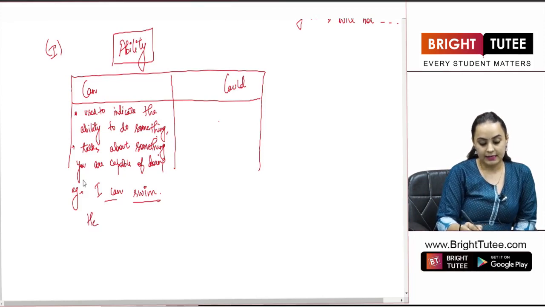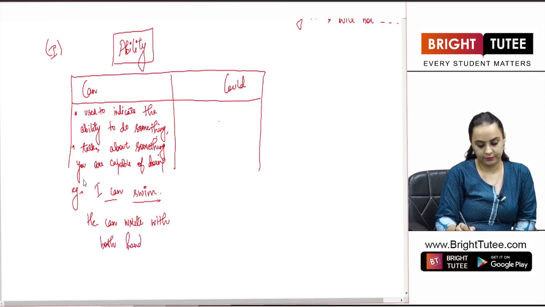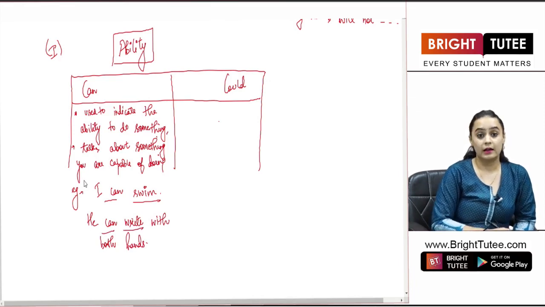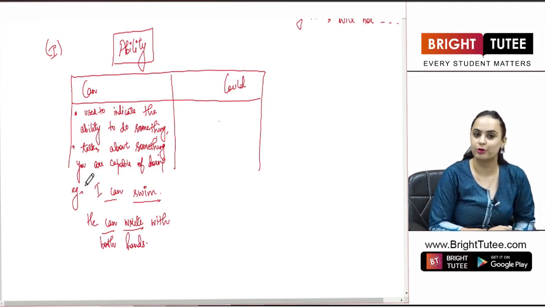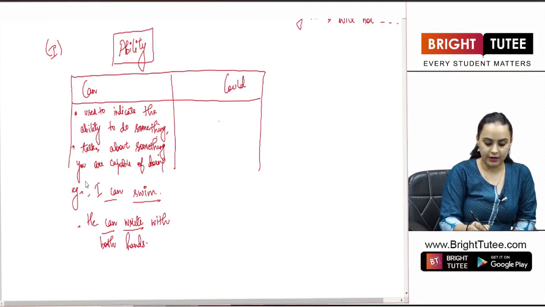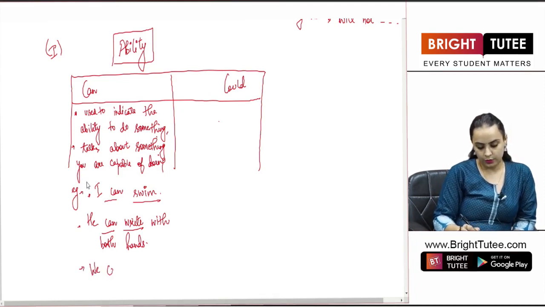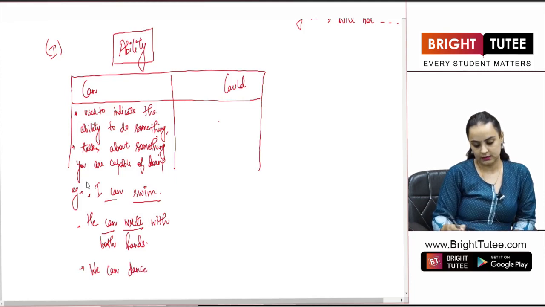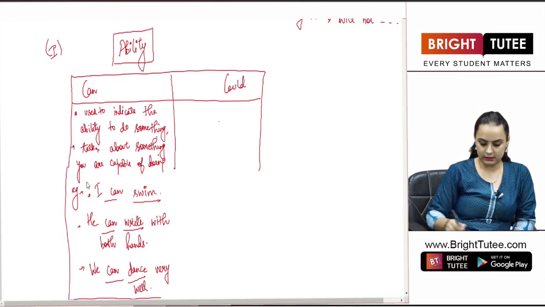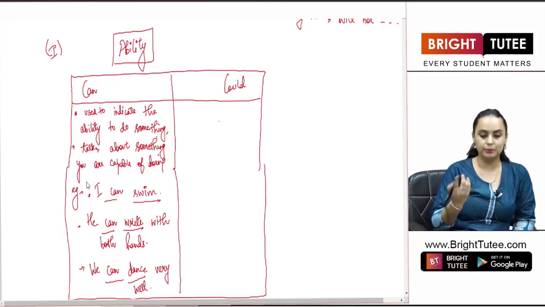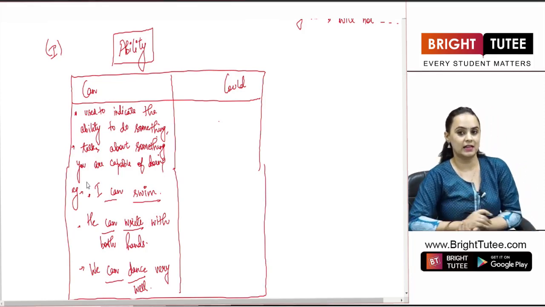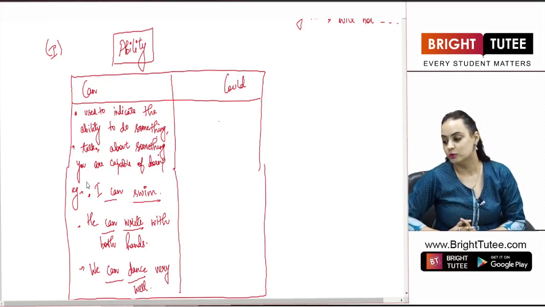If I say he can write with both hands. Again, this is somebody's brilliant ability. If somebody can write with both the hands, then this expresses their ability to do something. If I give you another example, we can dance very well. Again, what does it say? It talks about our ability to dance, that we can dance well, we have the capability to dance.